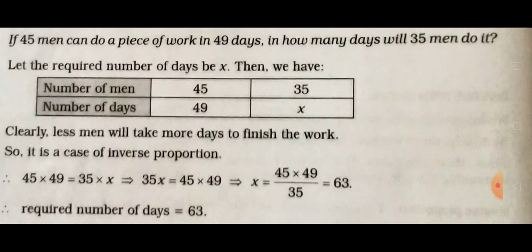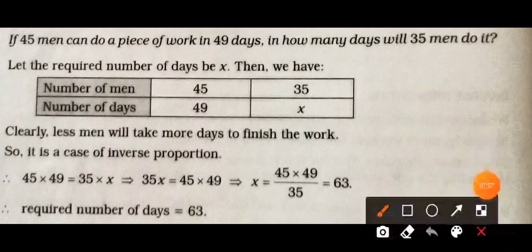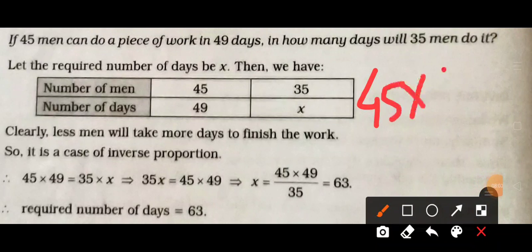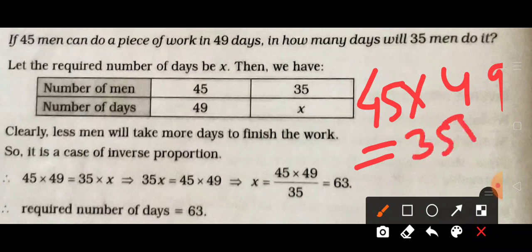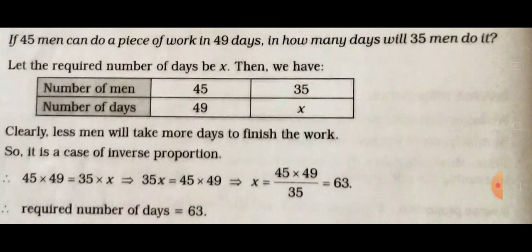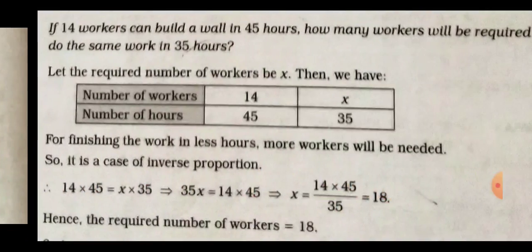So here we will apply the formula, that is 45 multiplied by 49 will be equal to 35 multiplied by x. So upon calculating, the answer is 63. So I think you have understood the concept. Let's see one more question.